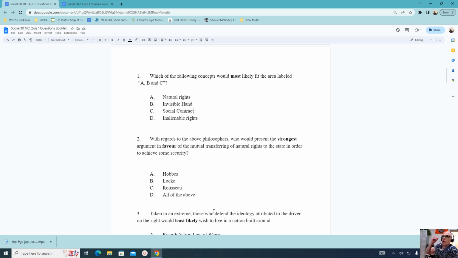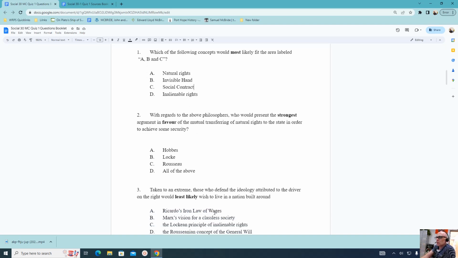What did they want the role of government to be, the role of citizen? Why did we submit to the state? How did we submit to the state? Are we there to obey the state or to question the state? Who determines that the government's legitimate and accountable? Number 2, with regards to the above philosophers, Locke, Hobbes, Rousseau, who would present the strongest argument in favor of the mutual transferring of natural rights to the state in order to achieve security? So, thinking back, cast of characters, Hobbes, Locke, and Rousseau, who was the one most committed to security? That's Hobbes. So again, much like number 1, number 2 is a recall.